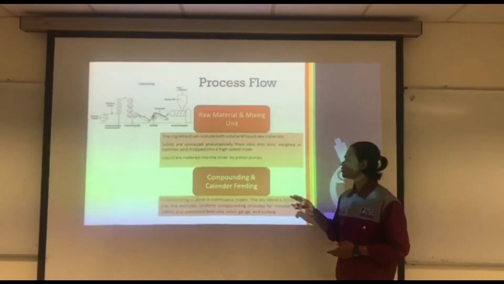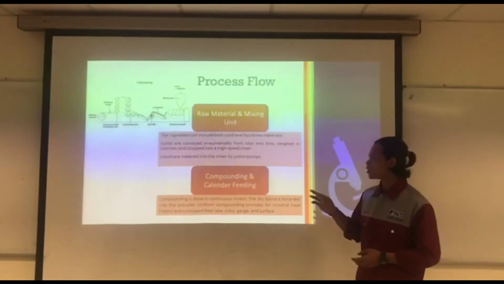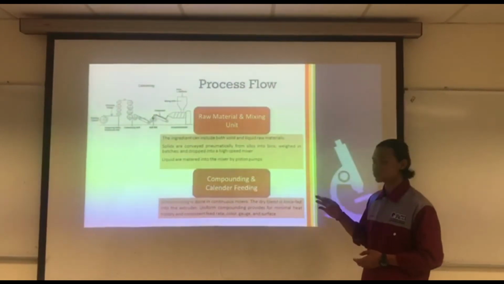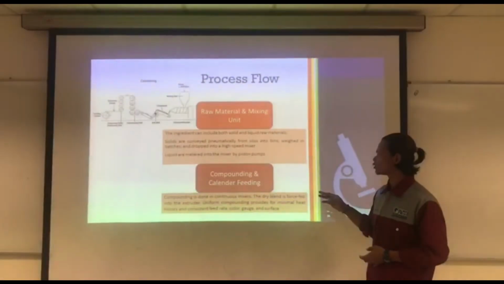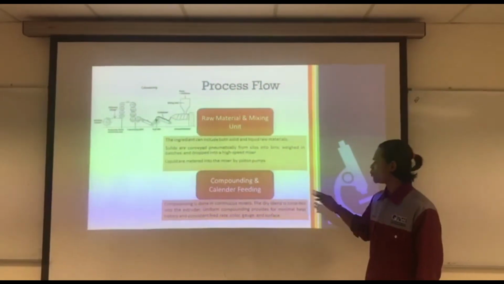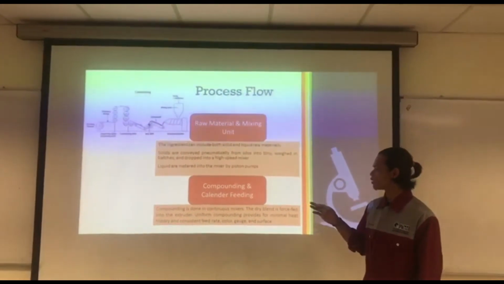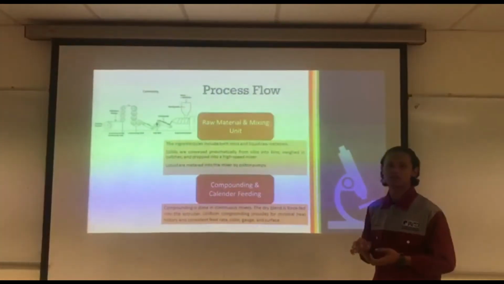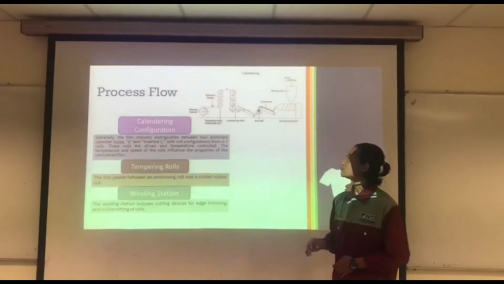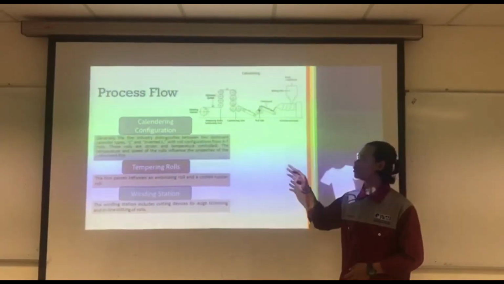So the second step is compounding and calender feeding. When the compounding is done in a continuous blender, the dry blend is force fed into the extruder. Uniform compounding provides for minimal heat history and consistent feed rate, color, gauge, and surface. Okay, the third process is the calender configuration.